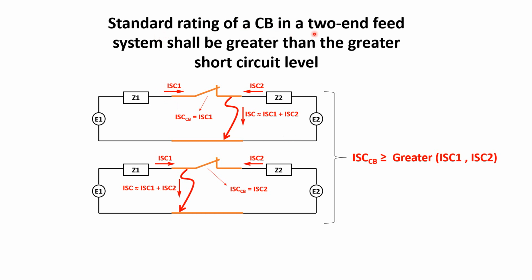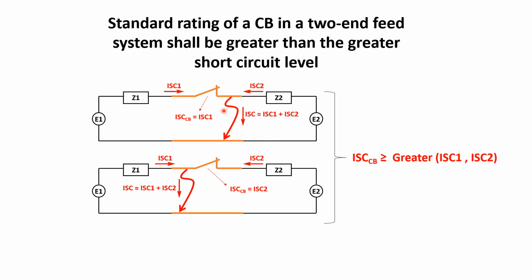A standard rating of a circuit breaker in a two-end fed system shall be greater than the greater short circuit level. Basically, we have a short circuit rating at this point, or any point, it doesn't matter. If we have an equal X to R ratio on the two sides, which is almost the case, then the short circuit of the system is the short circuit from source 1 plus the short circuit from source 2. So if we have 35 kA from this source and 25 kA from this source, we get 60 kA short circuit level.